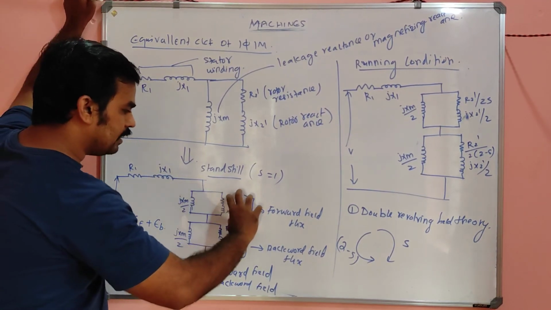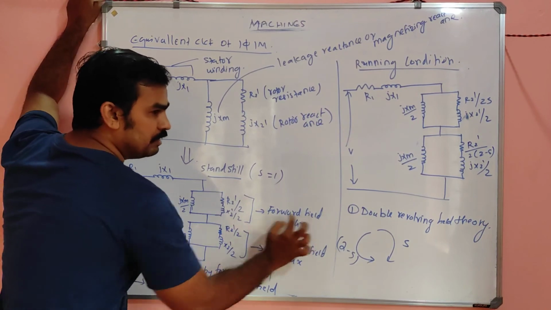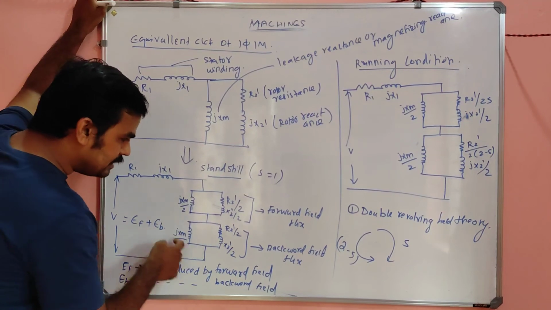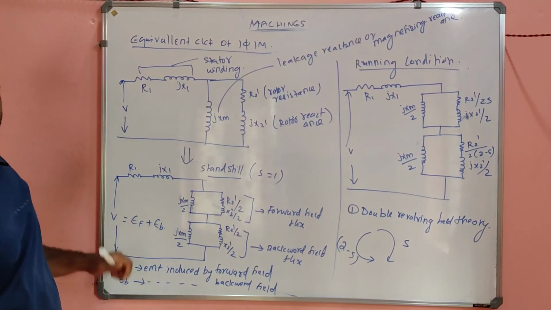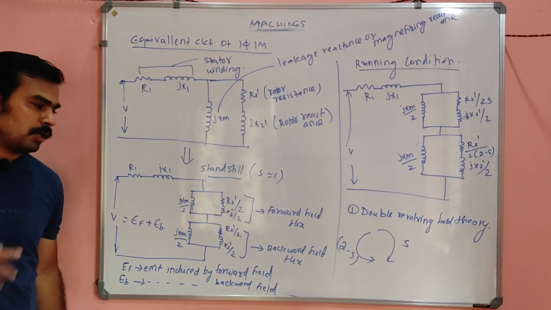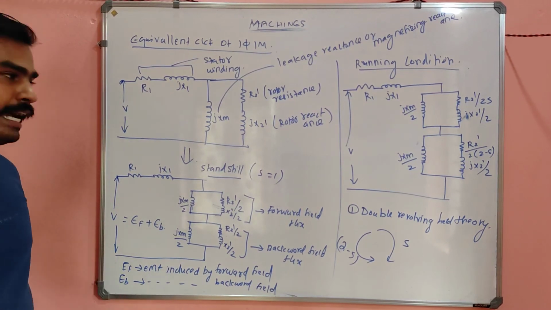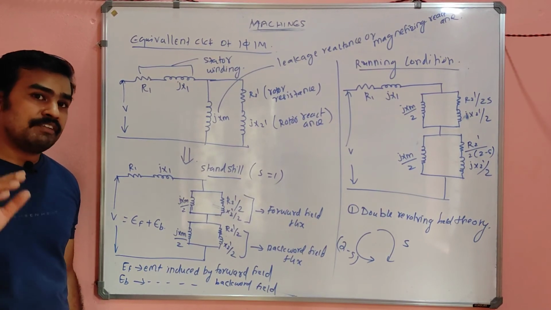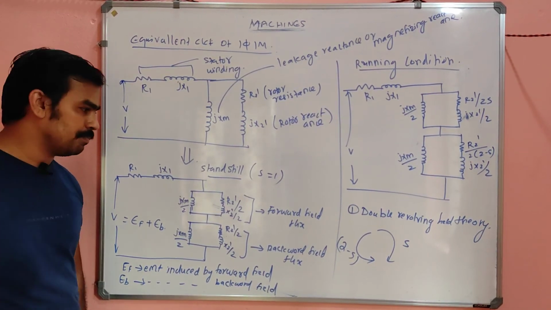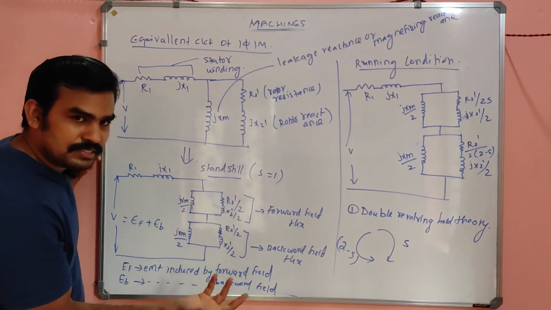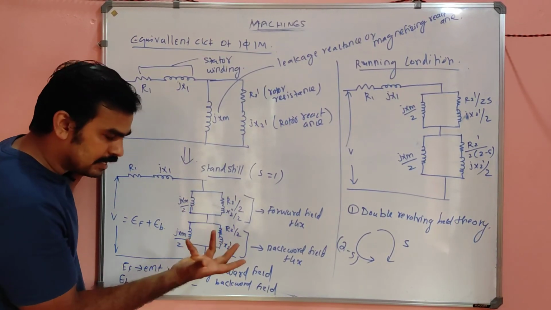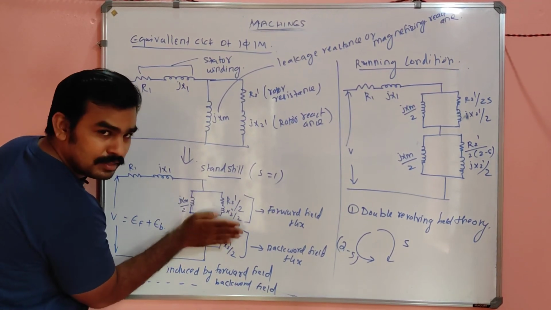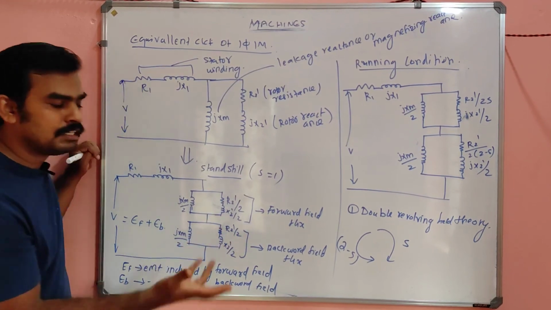This flux is called the forward field flux, and the torque developed due to this is called the forward torque. This is called the backward field flux, and the torque developed due to this is called the backward torque. Under running condition, what happens, my dear? Under running condition there will be some slip now. So these flux and these flux are the same. This resistance and this resistance are the same. This reactance is similar. This is exactly a replica of this now. So the flux produced by this will cancel the flux produced by that.